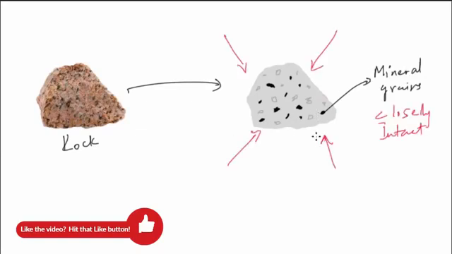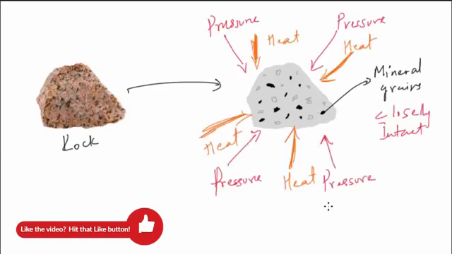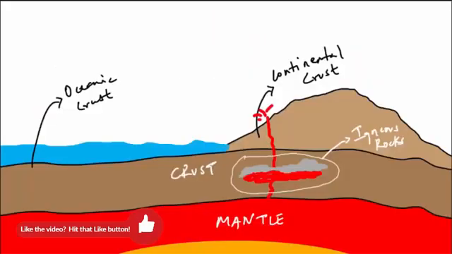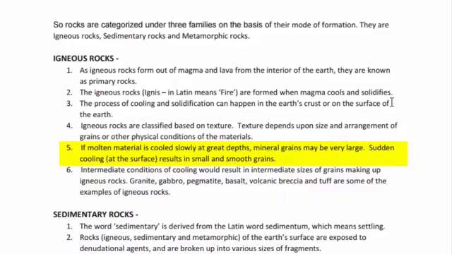And as it is, there is a huge amount of pressure under the crust, and plus temperature is not normal too. So in this situation, those igneous rocks that are formed under the crust or in deep depth of the Earth tend to be very large in size. It's like as long as the rock is under the Earth's surface, the pressure and temperature doesn't let the mineral debris split apart. It keeps them intact. The intermediate conditions of cooling would result in intermediate sizes of grains making up igneous rocks.